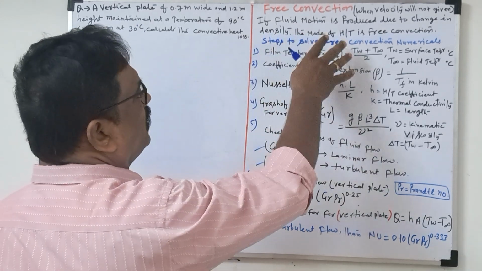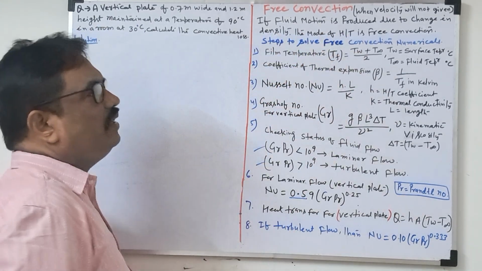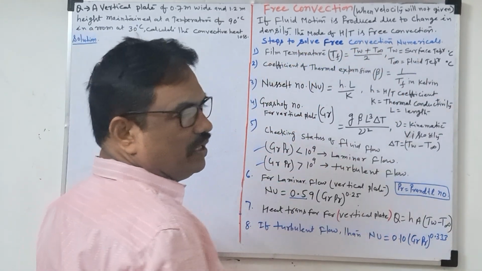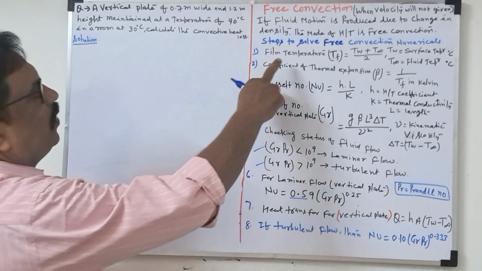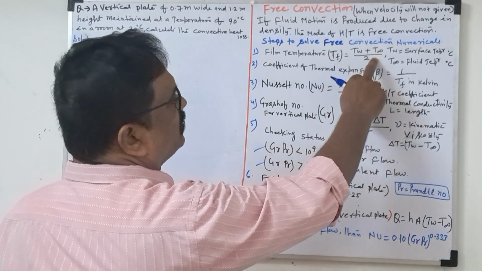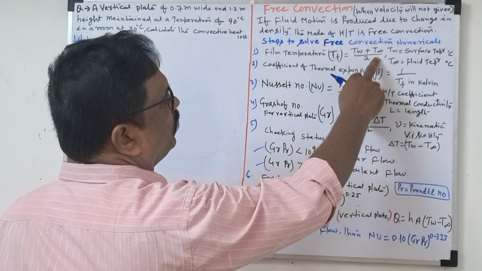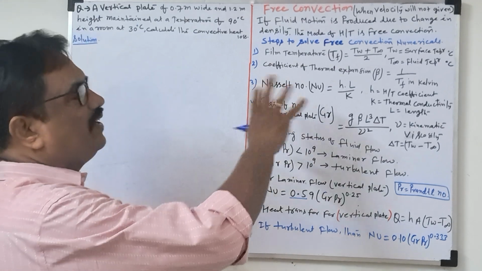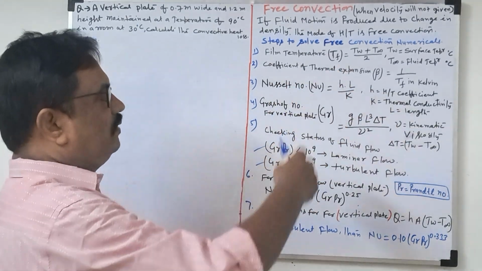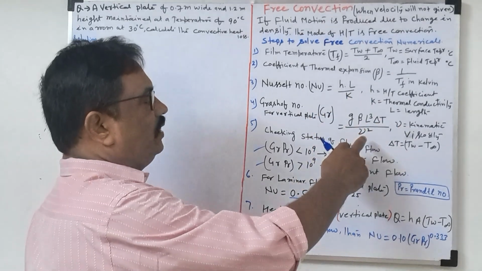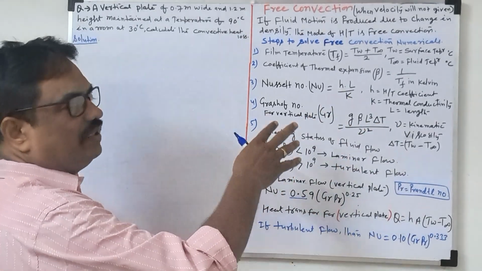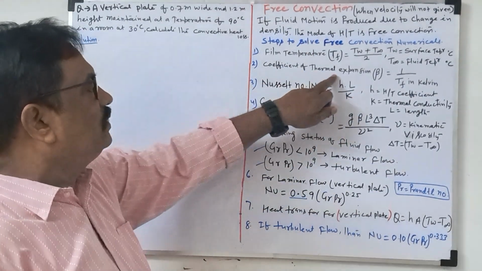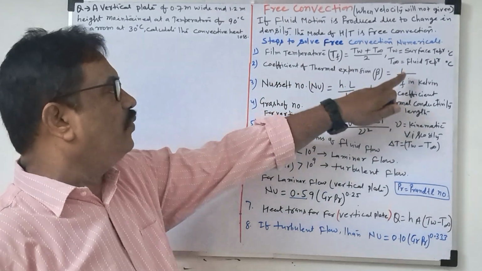Free convection is where a density difference, a change in density caused by the heat transfer, is known as free convection. So what steps do we follow to solve a free convection numerical? First we will find the film temperature, Tw plus T infinity by 2, the average of surface temperature and fluid temperature. At that temperature, from the HMT data book we will find the properties of the air like thermal conductivity, density, kinematic viscosity, Prandtl number. These we will find from the HMT data book based on this film temperature. Then we will find the coefficient of thermal expansion, which is 1 by Tf.